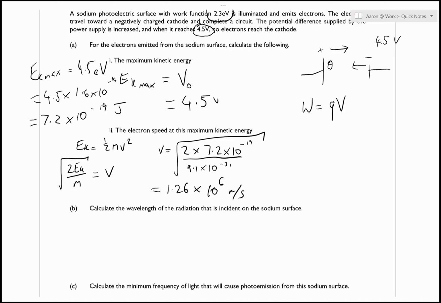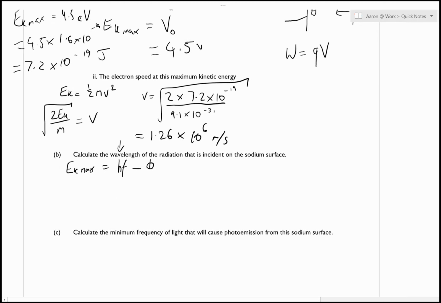We need to remember this formula: EK max is equal to Planck's constant multiplied by the frequency minus the work function. That's an equation I'd expect you to remember. If we rearrange this, we need wavelength. We can't get wavelength straight up, but we can get frequency, and anytime you can get frequency, you can get wavelength.